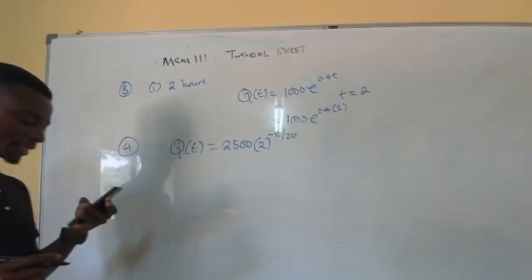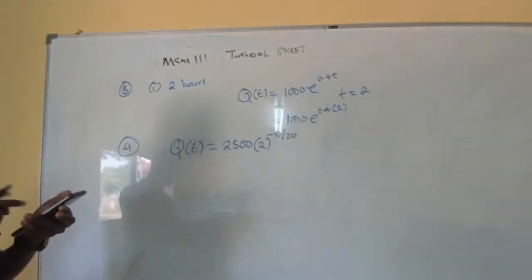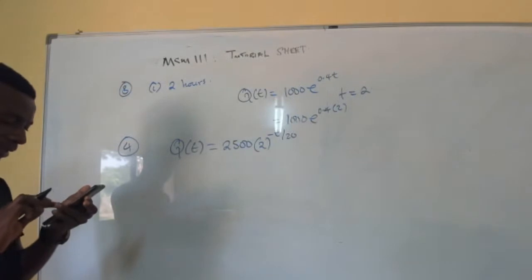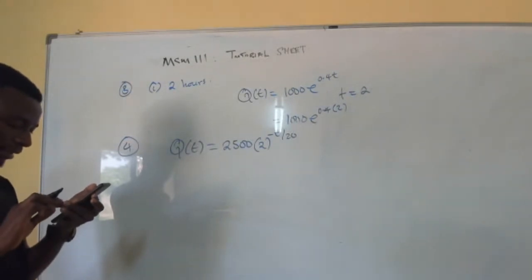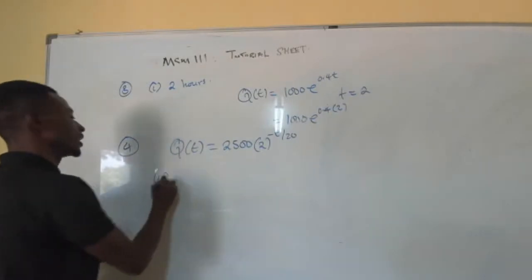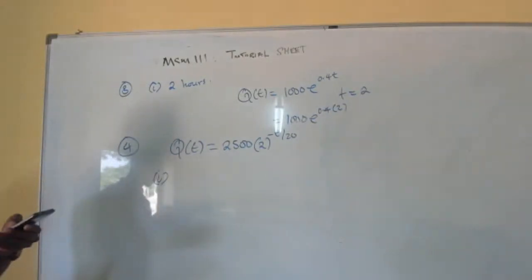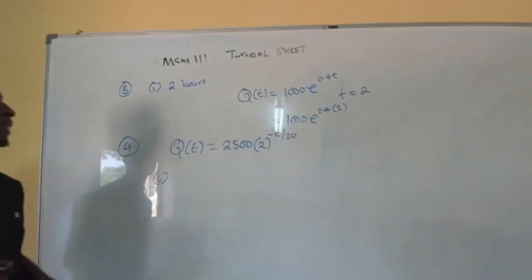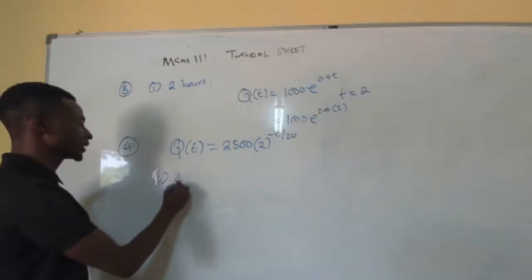So now the question is, how much remained after 40 years? Roman numeral 1. How much remained after 40 years? It's also simple. After 40 years.